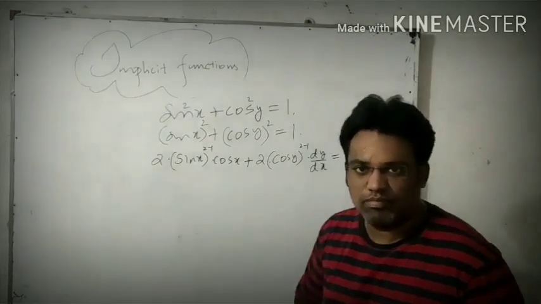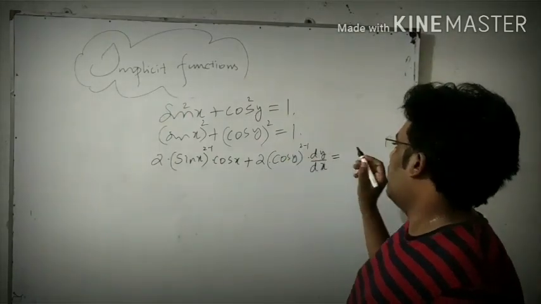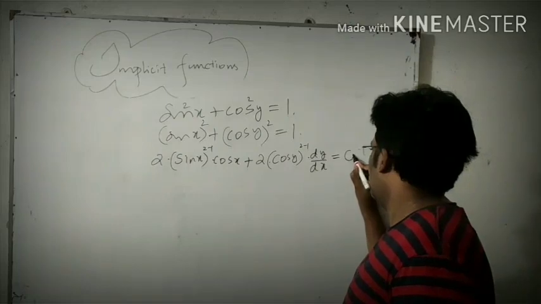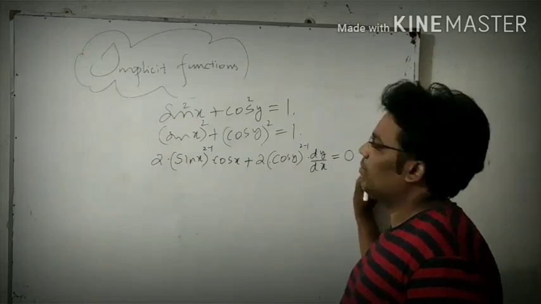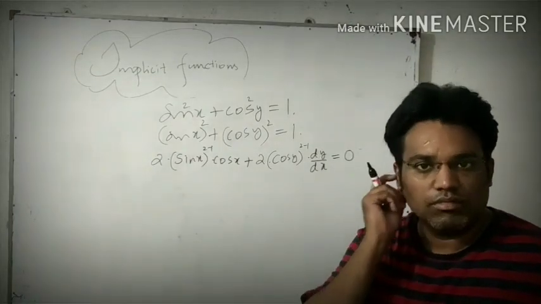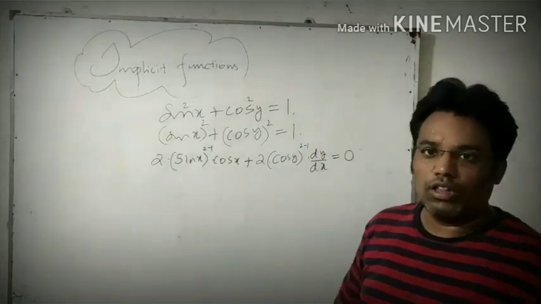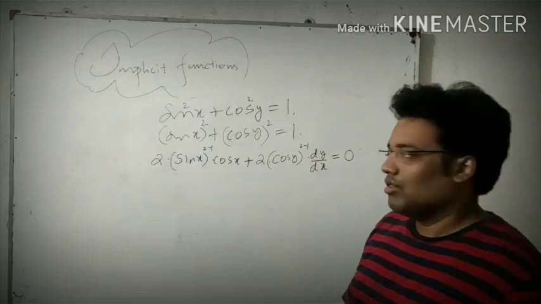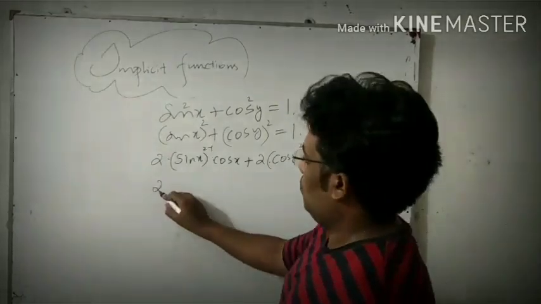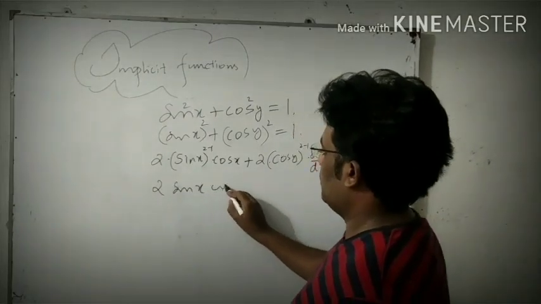Equal to differentiation of constant, which is 0. This is the area where you will be committing mistakes. The right side is equal to 1, but the whole thing goes to 0. So now this is 2 sin x cos x.